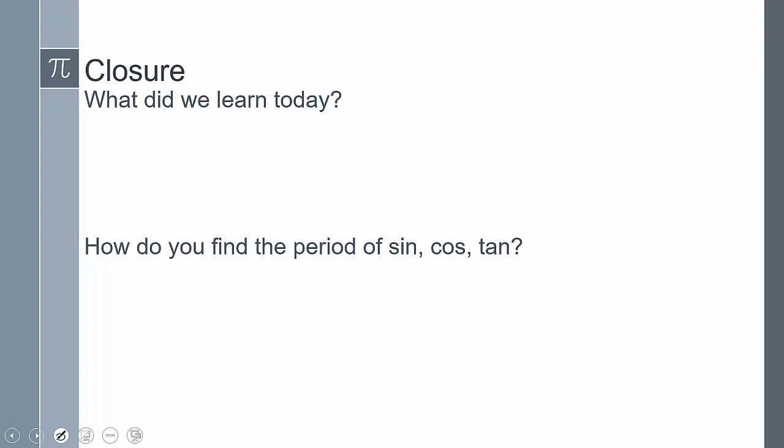So what did we learn today? We talked about the period change of a function. How do I find the period of sine and cosine? It's 2 pi over b. How do I find the period of tangent? That's just pi over b.